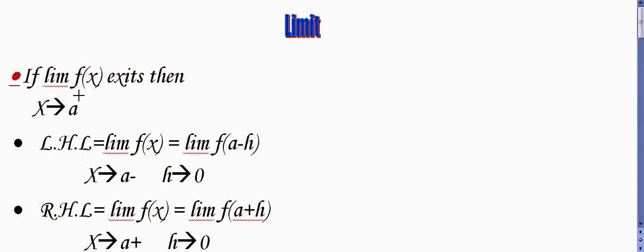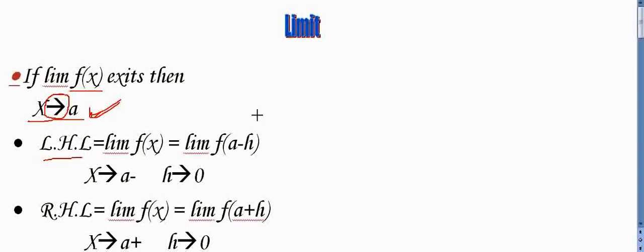What is limit? If a function f(x) is given, such that its limit as x tends to a... This sign is called "tends to", and this does not mean x is equal to a. This means x is tending to a. If the limit as x tends to a of f(x) exists, then LHL, left hand limit.